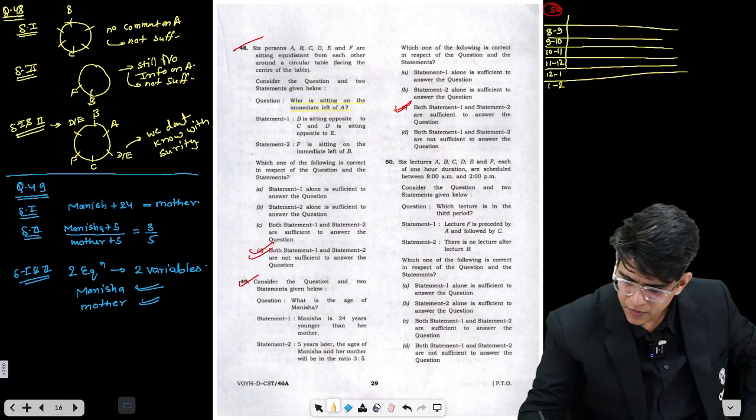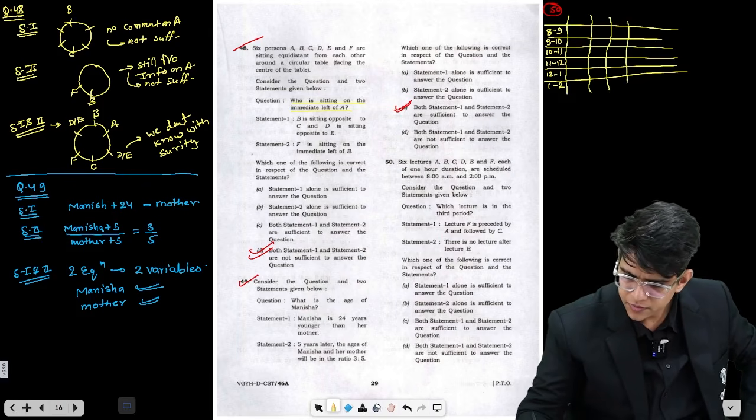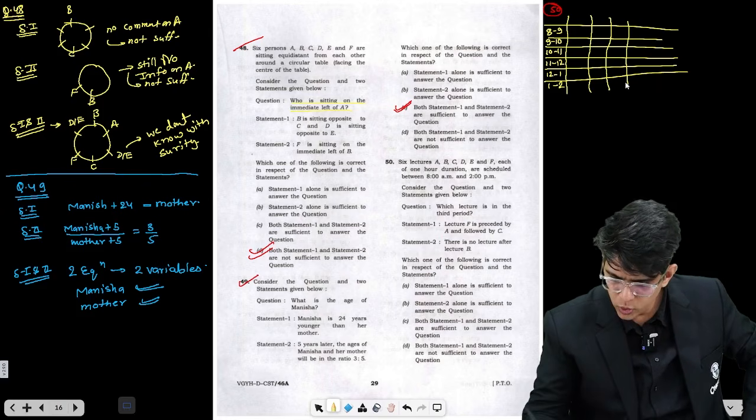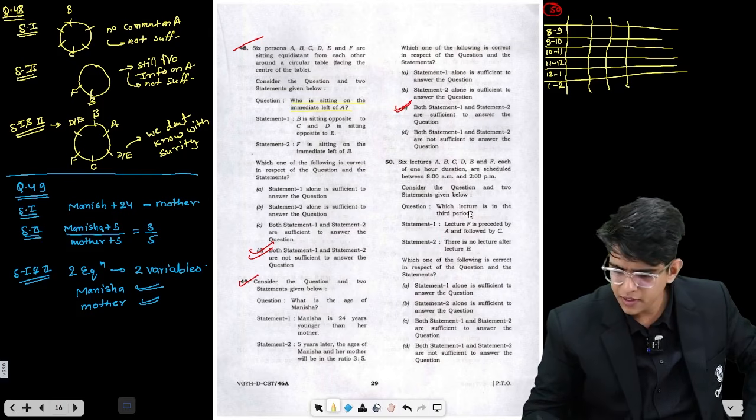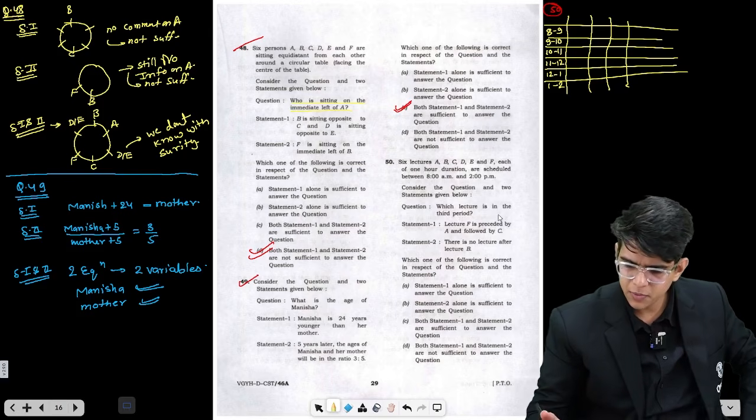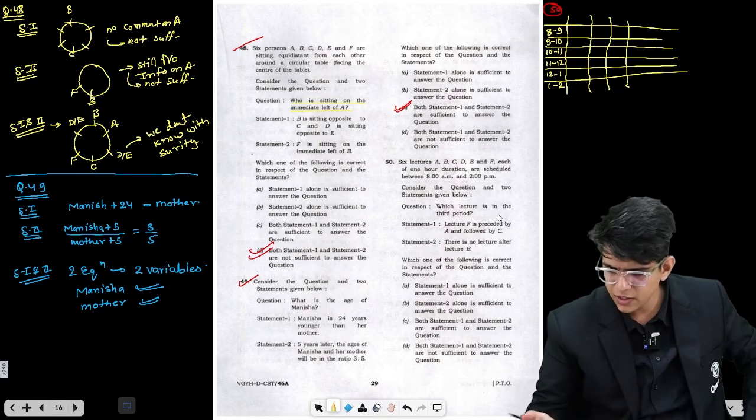Okay, we'll make different scenarios. Statement 2 is saying there is no lecture after B. The question is, which lecture is in the third period? From this statement alone we can't answer. Lecture F is preceded by A and followed by C. There are possibilities of 3 different lectures. We don't know with surety.